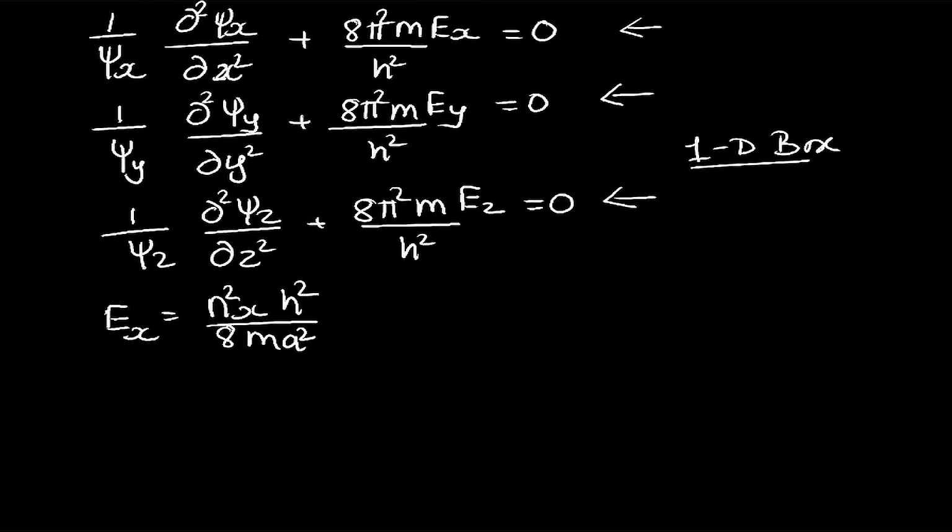nx square h square upon 8m a square, where nx is the principal quantum number along the x-axis, h is Planck's constant, m is the mass, and a is the length of the box along the x-axis. And similarly, the wave function along the x-axis will be given by under root 2 by a sine nx pi x by a.